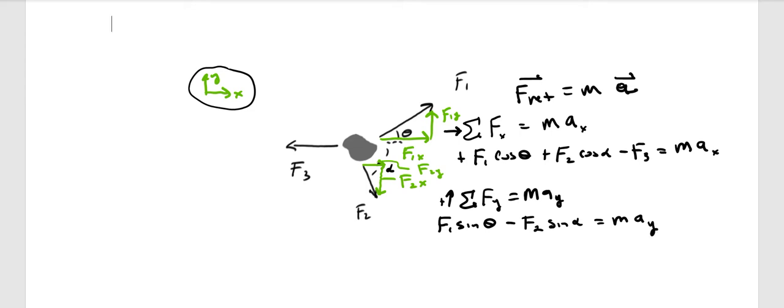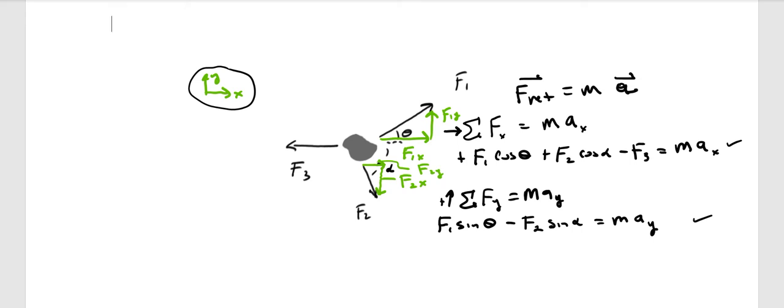So what we've done here is we took the original free body. We broke this force down into its x and y components. We broke this force, right here, into its x and y components. And then we wrote Newton's second law equations for both the x and y directions.